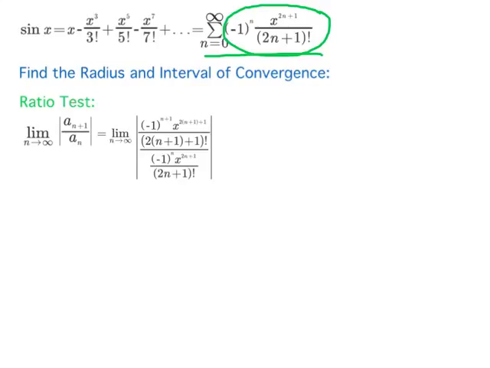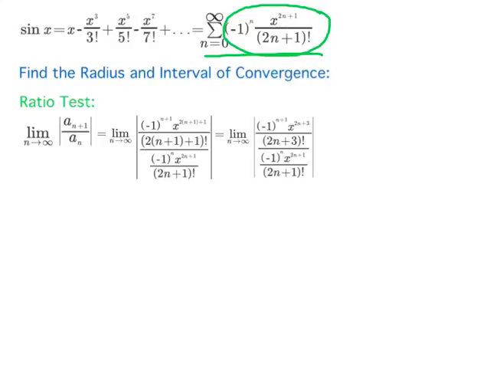All right, I want to simplify this. I'm going to simplify my numerator, and then I'll deal with the fact that I've got a fraction divided by a fraction. My 2 times n plus 1, plus 1 becomes 2n plus 3. So I have negative 1 to the n plus 1, x to the 2n plus 3 over 2n plus 3 factorial, divided by negative 1 to the n, x to the 2n plus 1 over 2n plus 1 factorial. I have the absolute value, and I'm taking my limit as n approaches infinity.